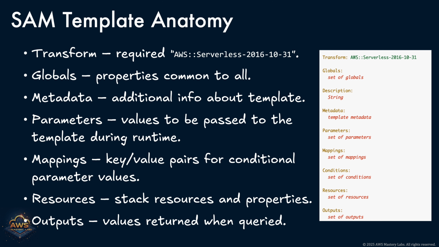The parameters section is another important part. It allows you to pass in environment-specific values at deployment time, such as table names, stage names, or ARNs, making your template reusable across dev, staging, and production environments. Finally, there's the output section. This is where you define values that should be returned after deployment, things like function ARNs, API endpoints, or S3 bucket names. These outputs are especially helpful for visibility, CI/CD pipelines, or chaining stacks together in a larger system.